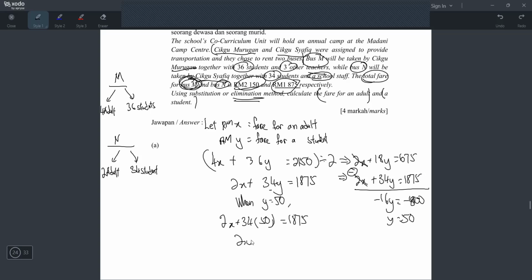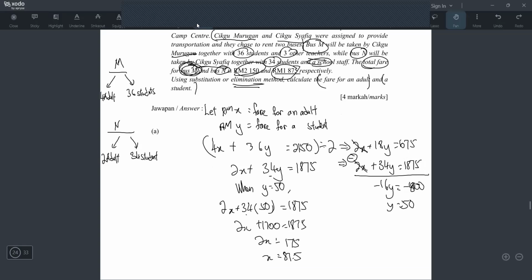Okay, how to find 2x? Okay, first we press 34 times 50. Okay, 1700. And then 1875. And then 2x equals 1875 minus the answer. So I get 175. And then divide 2, I will get 87.5. So x is 87.5, which is possible because x and y represent price. So price is definitely possible to have a decimal point. Okay, got a decimal. Okay, now we can write our final answer.